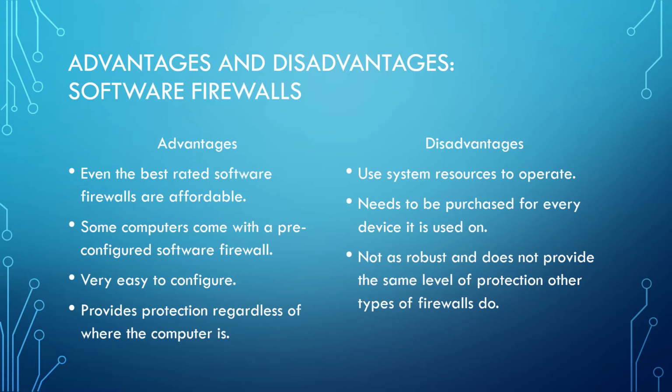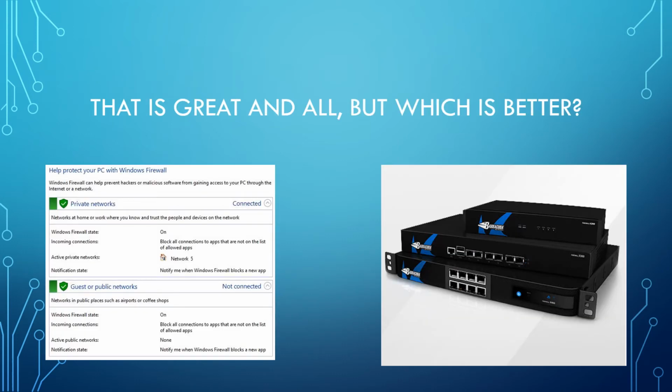Some of the disadvantages include they use system resources to operate. Since you have to install the software on your computer, it eats system resources such as memory and CPU so it can run. Software-based firewalls need to be purchased for every device they're used on, usually on a license basis. So it has to be installed and licensed for each PC that it protects. Software-based firewalls are also not as robust and they do not provide the same level of protection that hardware-based firewalls do.